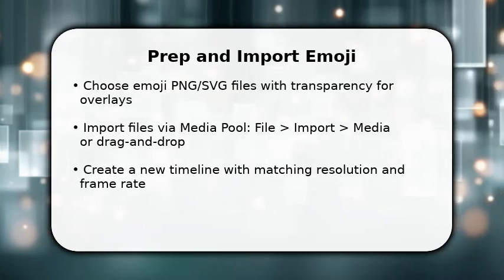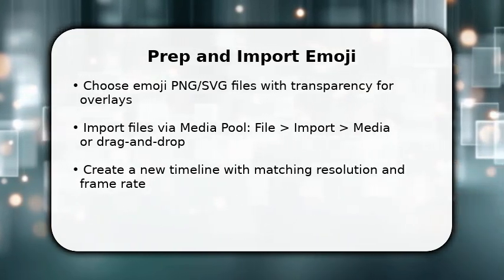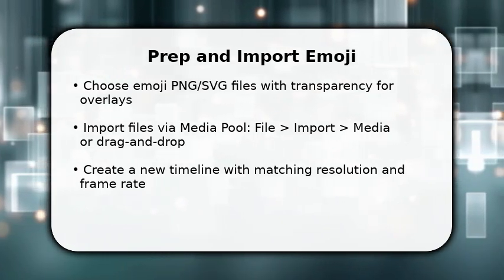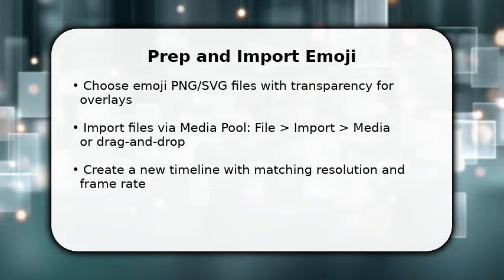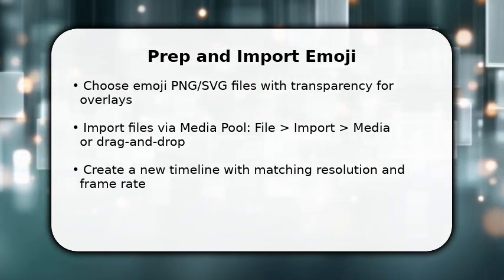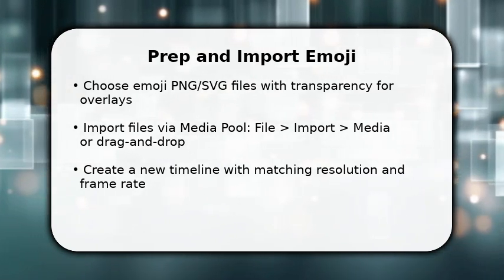You start by preparing emoji assets and importing them into your project. Pick PNG or SVG files with transparency so they act as overlays. Once done, drag them into the media pool or use File Import Media. Make a new timeline that matches your video resolution and frame rate to avoid scaling issues.